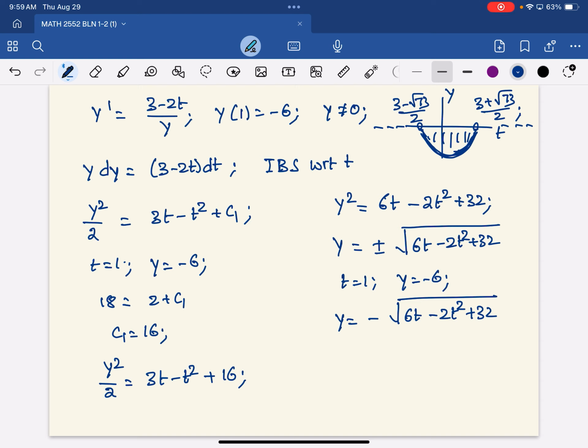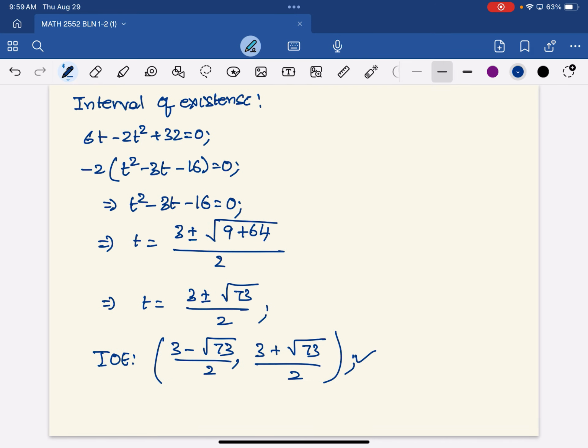It said y not equal to 0. You can graph the solution above the horizontal axis or below the horizontal axis. It's very tricky. It appears as if the entire negative axis is your solution, but it's really not. Your solution really lies in a tiny interval around 3 minus square root of 73, whatever that value is, in that tiny interval. Are you with me? Clear? So, how do you write the interval of existence? Just like this, Romal.